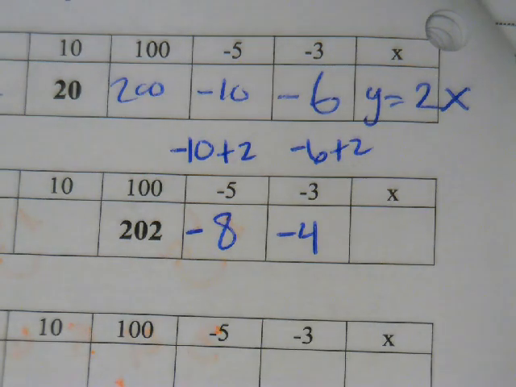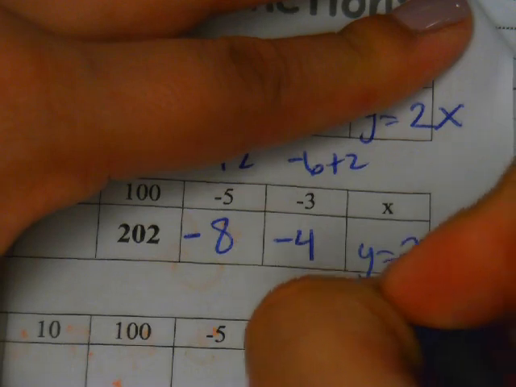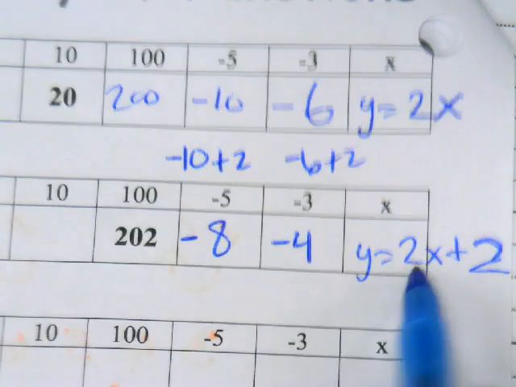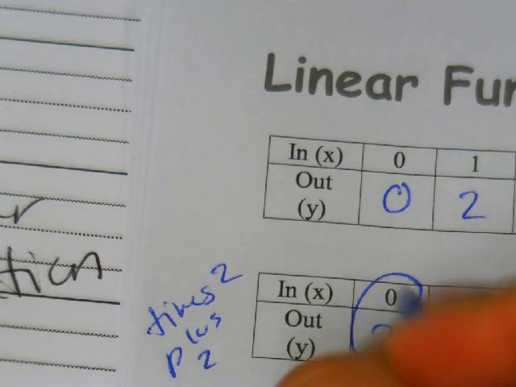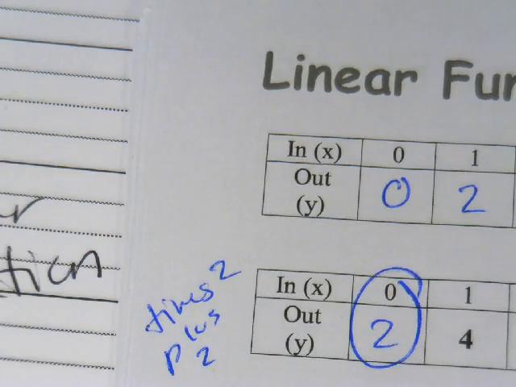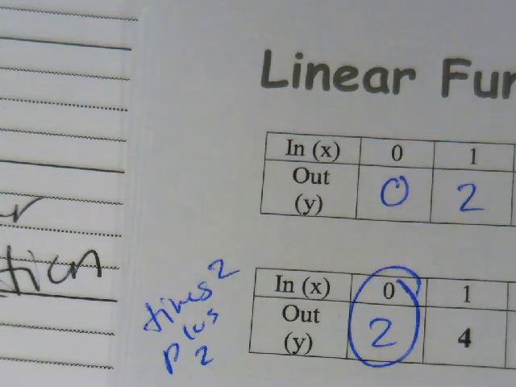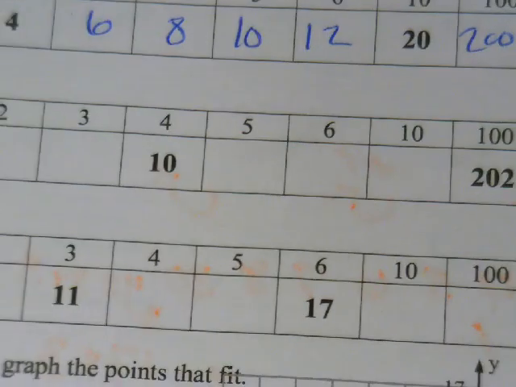All right, and then what officially is my equation? Y equals what? Y equals 2x plus 2. Very good. Y equals 2x plus 2. Because I'm changing by 2, and then my starting point, my 0, was 2 as well. Whatever you're adding by, that plus 2 is your starting point.